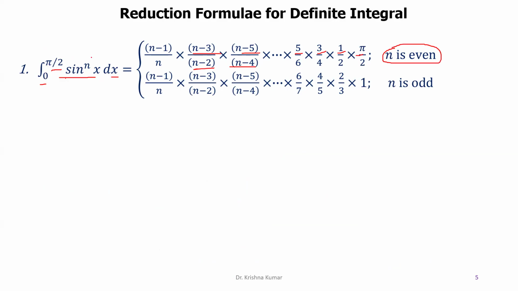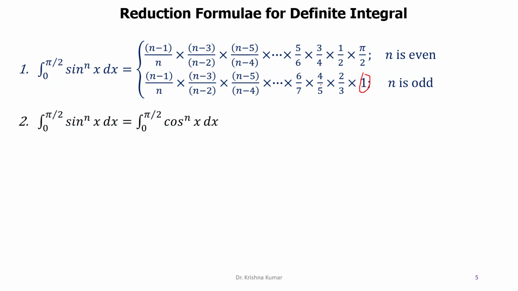If the value of n is even, then we use the first formula and we have to multiply by pi by 2. And if n is odd, then all the things are n minus 1 upon n into n minus 3 upon n minus 2 into n minus 5 upon n minus 4 up to 6 by 7 into 4 by 5 into 2 by 3, which is multiplied by 1. So this is the basic difference. If the value of n is even, then we have to multiply by pi by 2. And if n is odd, then we only multiply by 1.